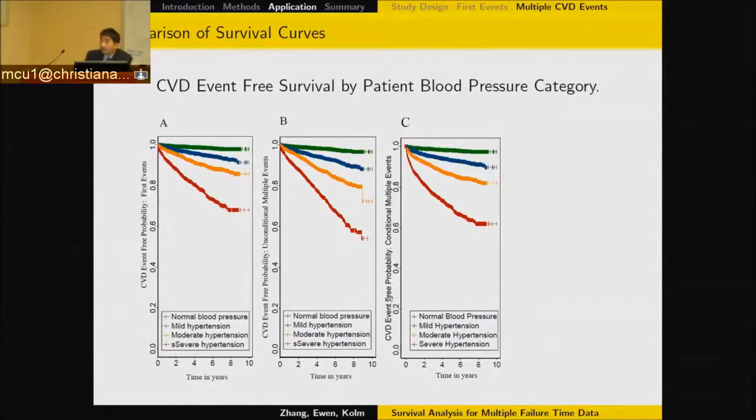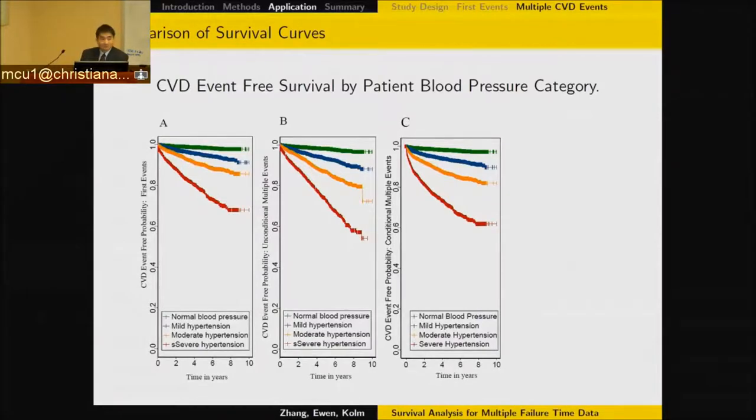What's the difference between the A, B, C panels here? Because the blood pressure categories are the curves, right? Yes. One is the AG model and one is the other. Okay. So we can say this, we just look at the first event. This, we look at the unconditional multiple events. The difference is that here we look at the first event, and here we look at the multiple events, but we assume the multiple events within the same patients are related.